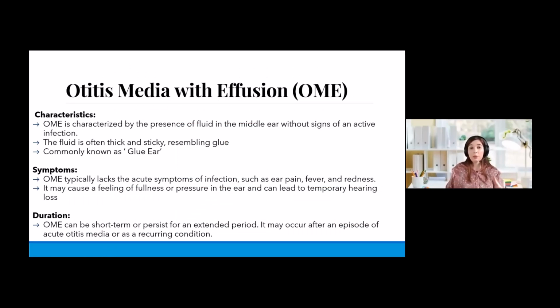So this is what's commonly known as glue ear, and there's a few different characteristics of it. Firstly, it includes fluid accumulation. Otitis media with effusion is defined by the gathering of fluid within the middle ear, and it can be various levels of thickness and consistency, and it can occur for a number of weeks or a number of months.